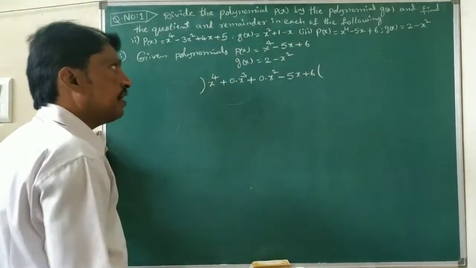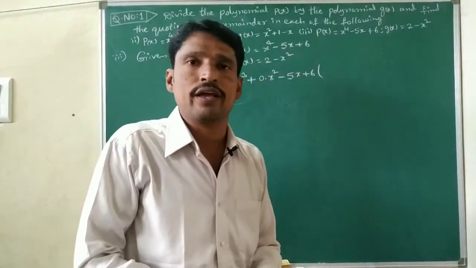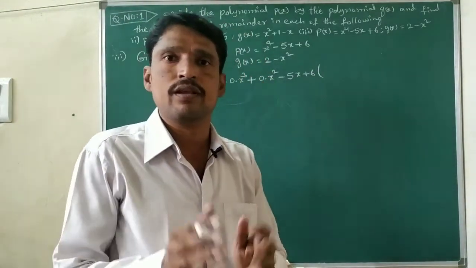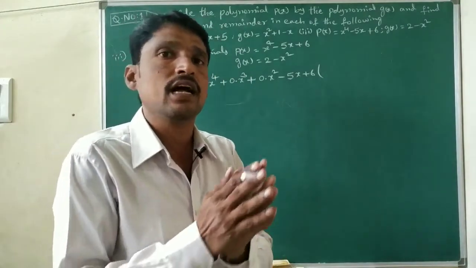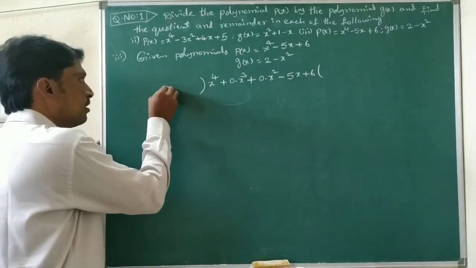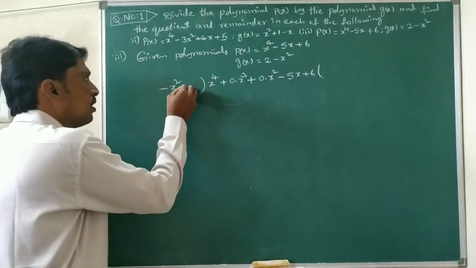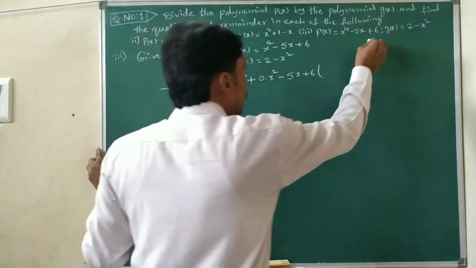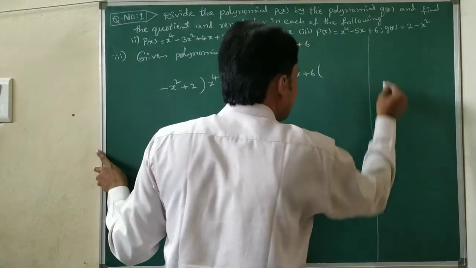Here divisor 2 minus x square is given. 2 minus x square means just we need to arrange in the decreasing order. Descending order we have to arrange. Decreasing order. Means minus x square plus 2. Now here this is the rough work.